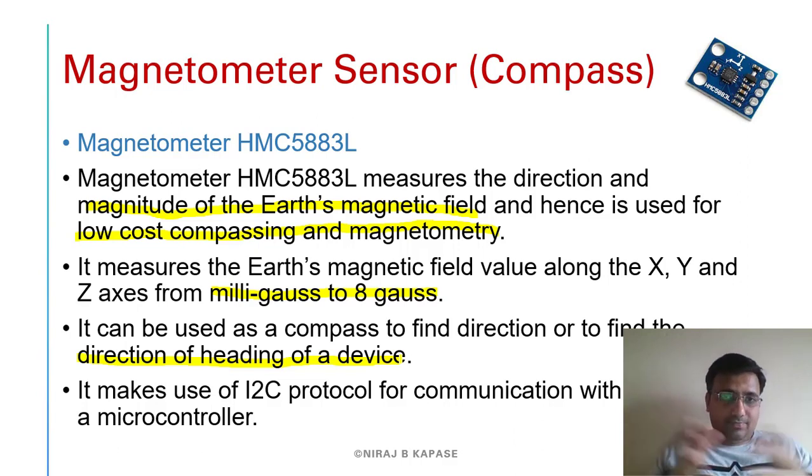It uses the I2C protocol for communication. Again, I2C is a two-wire protocol. Another thing is it requires VCC and a ground. The two lines are SDA and SCL. So the magnetometer uses the I2C protocol for communication.